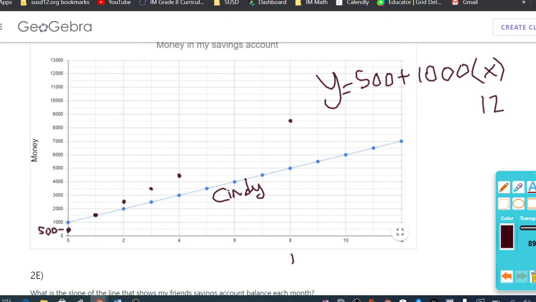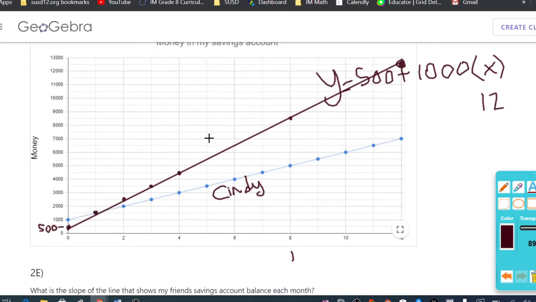Then she has $12,500. It's almost off the graph. Way up here is the point. Now draw a line connecting her points, starting from 500 to 12,500. If you have plotted the points correctly, everything falls on a straight line.